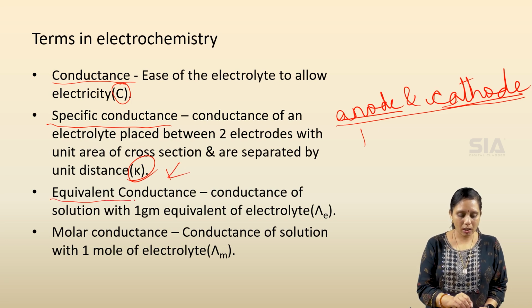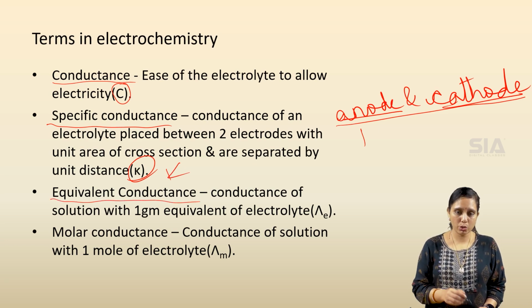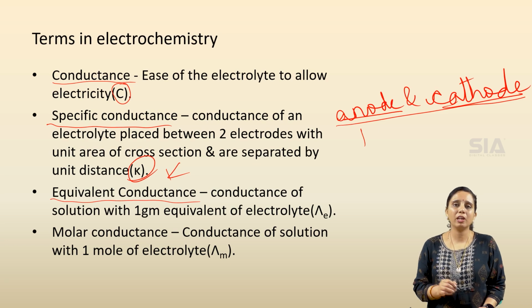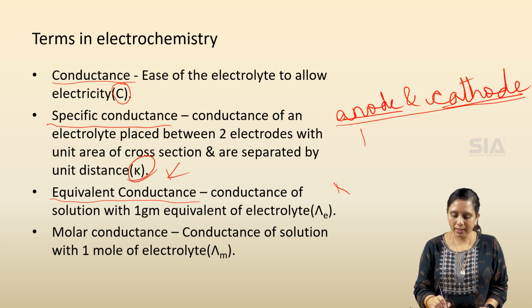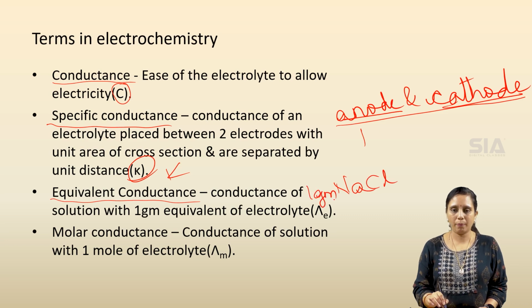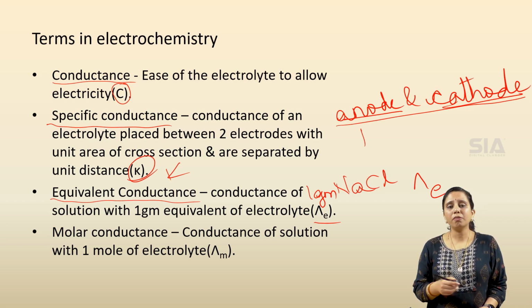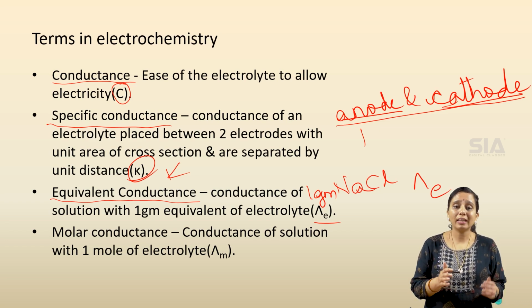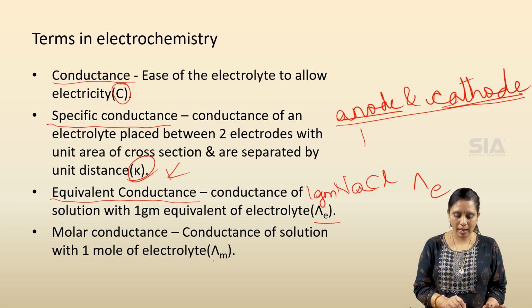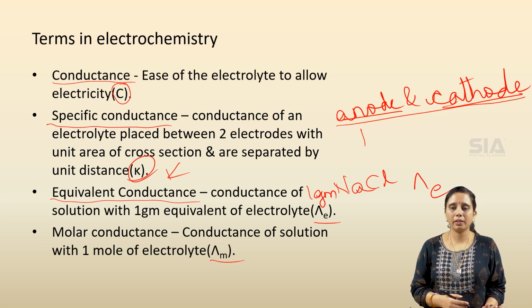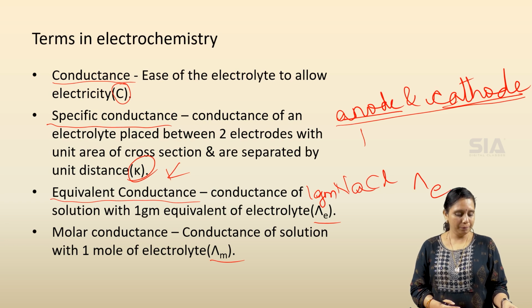Equivalent conductance is the conductance of a solution with 1 gram equivalent of electrolyte. That means if 1 gram equivalent of NaCl is added in a solution, the conductance of this solution is called equivalent conductance, denoted by lambda E. Similarly, molar conductance is when 1 mole of electrolyte is present in a solution, the conductance of that solution is called molar conductance, denoted by lambda M.